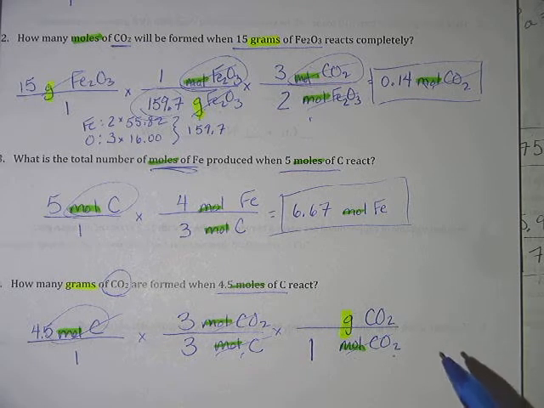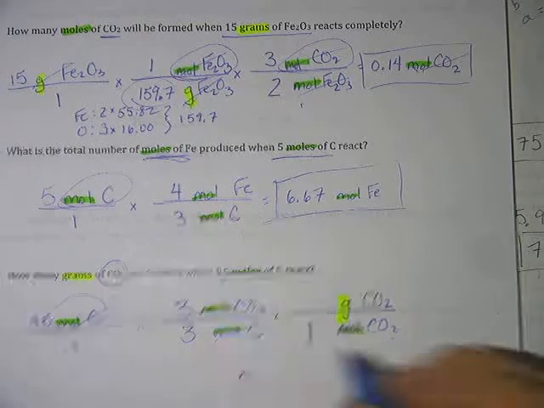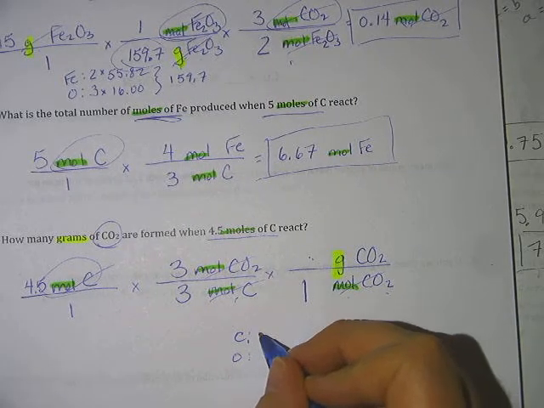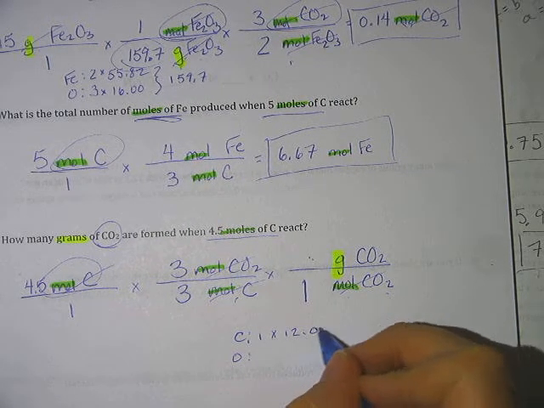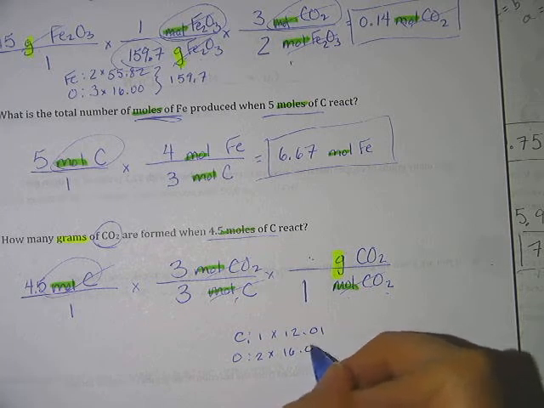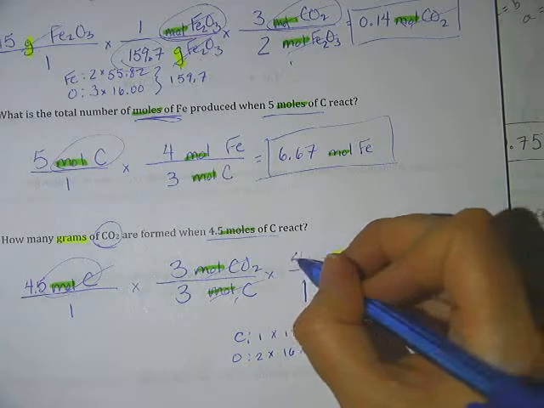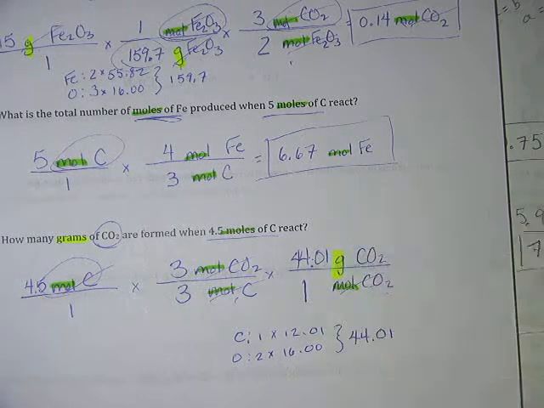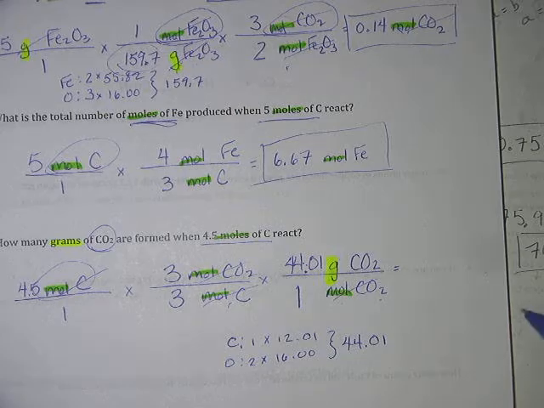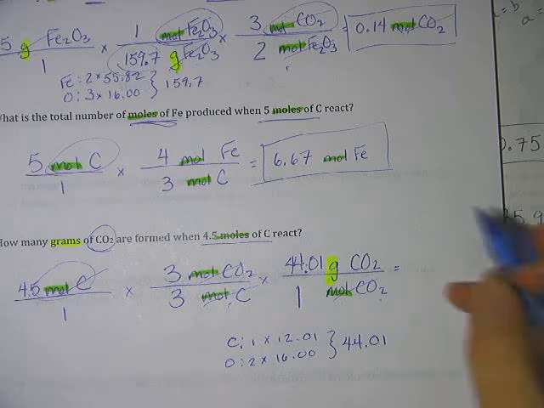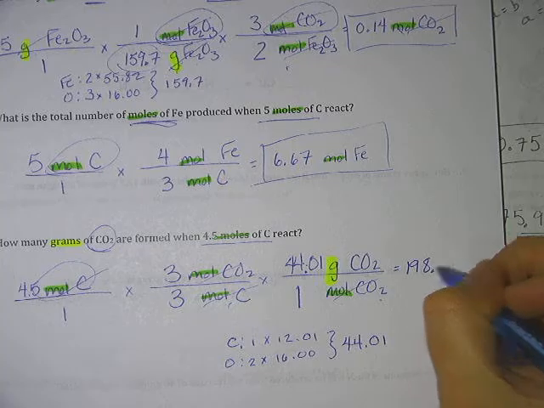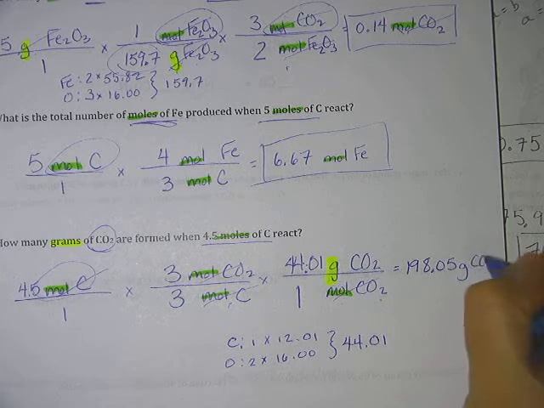And where do grams come from? The periodic table. So you would add up from your periodic table CO2. So there's 1 carbon and 2 oxygens. And those add up to 44.01. And if you stick that in your calculator and round it to 2 decimal places, this is the answer you should get.